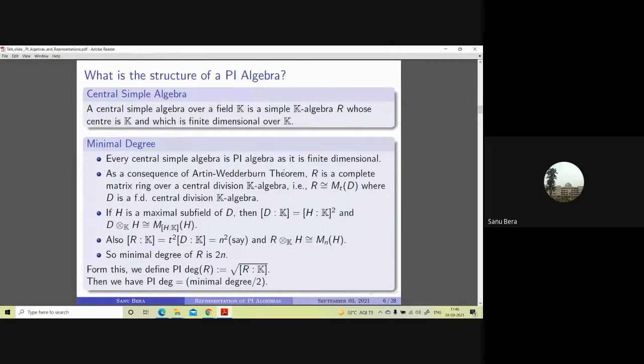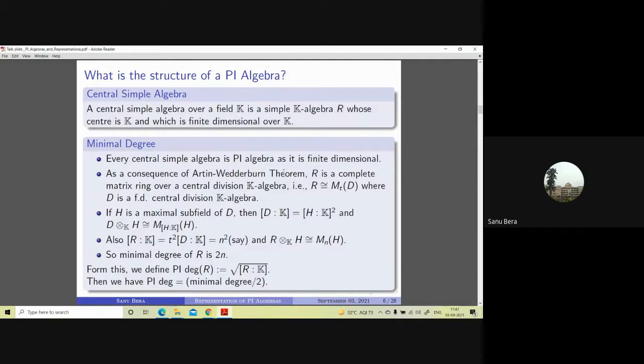Now we will study the structure of a polynomial identity algebra. Today's talk is mainly about algebras, not rings, and here we will see the structure of a polynomial identity algebra, what it looks like, and how we can say that it is a polynomial identity algebra, or what its minimal degree will be.